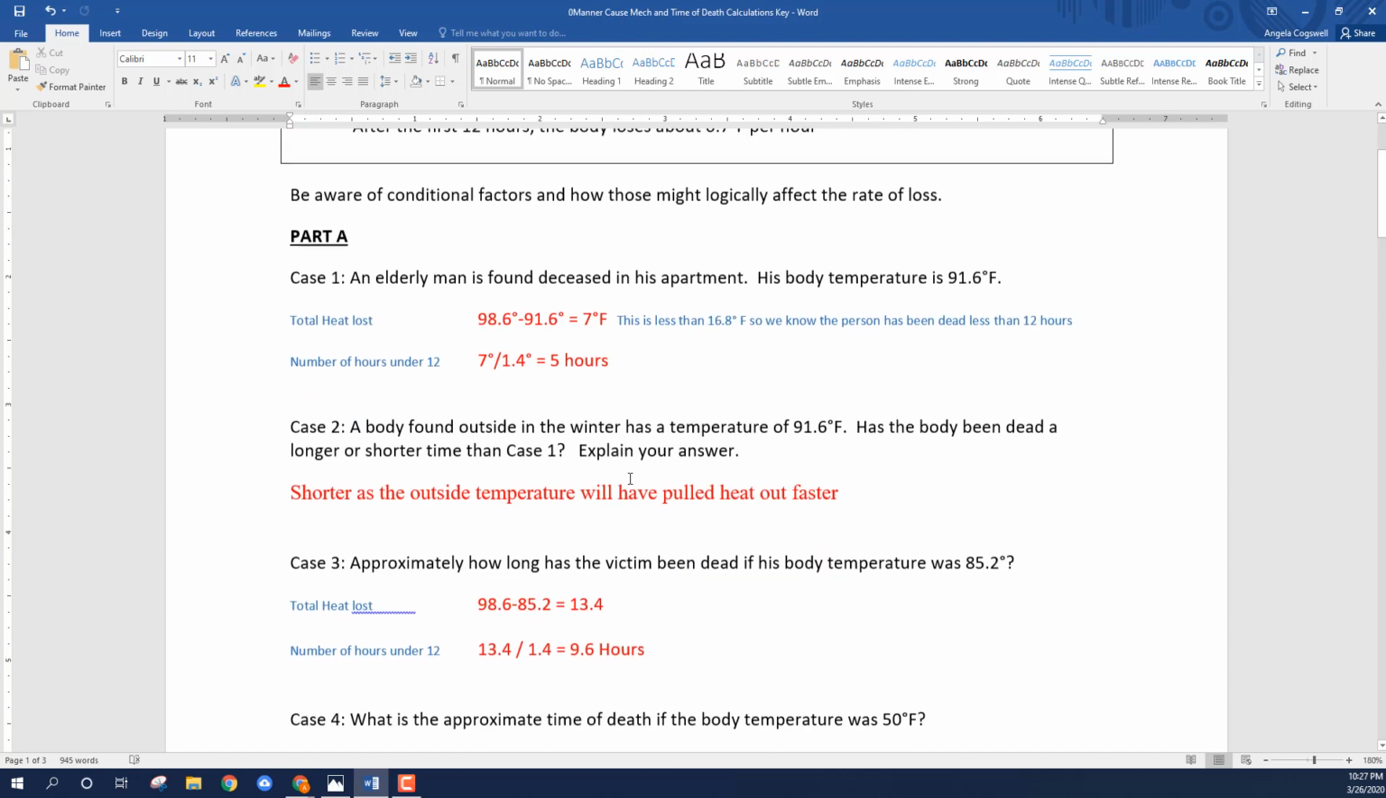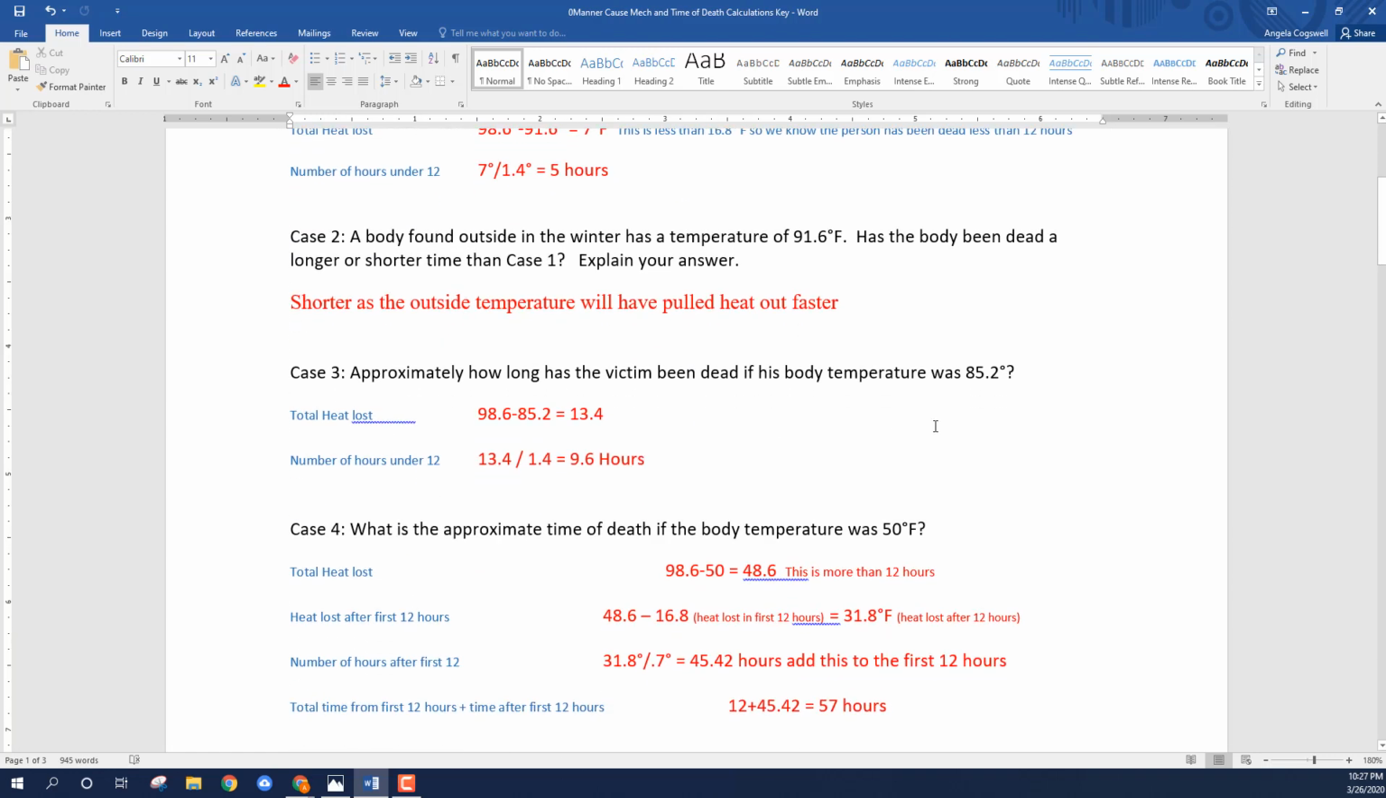Case number 3, how long was a victim dead if the body temp was 85.2? Again, find your total heat loss. Subtract 85.2 degrees from the average body temperature of 98.6, which leaves us with 13.4 degrees Fahrenheit. That is the total heat loss. Again, it is less than 16.8, the amount lost in the first 12 hours, so we know this person has been dead less than 12 hours. We simply divide the total heat loss by 1.4 degrees for each hour, and that tells us this person has been dead for 9.6 hours.